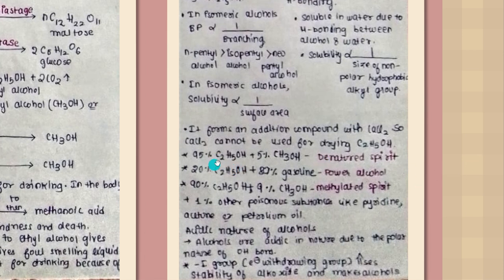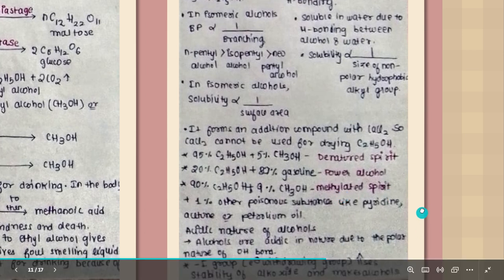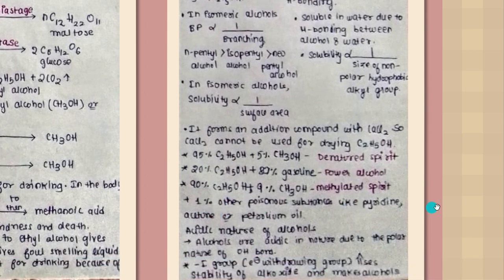Now, what is 95% alcohol? Ethyl alcohol or ethanol plus 5% of methanol is known as denatured spirit. But if I add 20% of ethanol to 80% of gasoline, this becomes a solution called power alcohol. 90% ethanol plus 9% of CH3OH gives methylated spirit. Now the other 1% is what here? The other 1% is some poisonous substance like pyridine, acetone or petroleum oil.